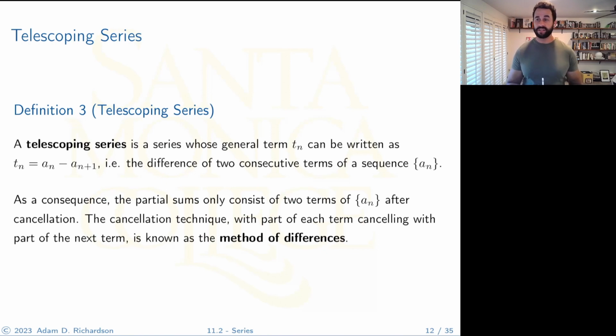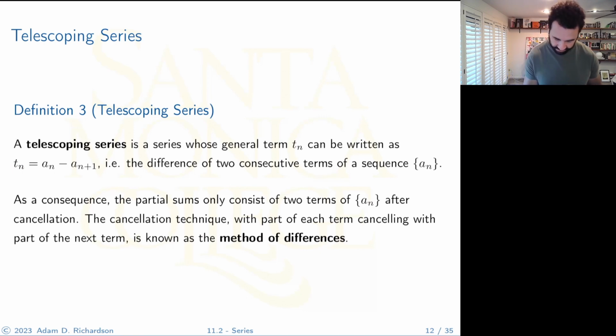Okay. All right, so now let's talk about telescoping series. Telescoping series are actually very nice because we can determine what they converge to a lot of times. And when we can do that, it's really, really nice. So a telescoping series is a series whose general term, T sub n, can be written as a difference. It can be written as A sub n minus A sub n plus 1, where these are two consecutive terms in the sequence. Okay, we're going to see an example in just a moment on the next slide.